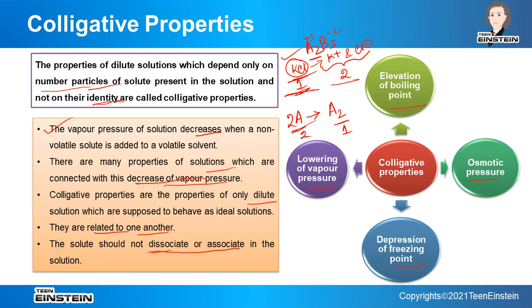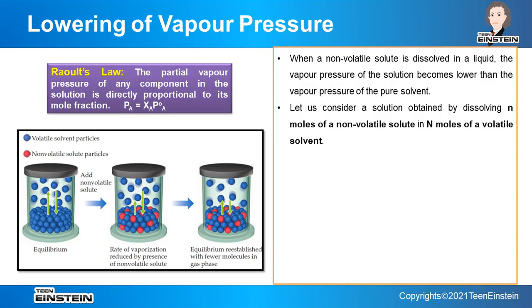Okay, so we'll start with lowering of vapor pressure, which is the first colligative property. We already know that when a non-volatile solute is dissolved in a liquid, the vapor pressure of the solution is now lower than the vapor pressure of the pure solvent.